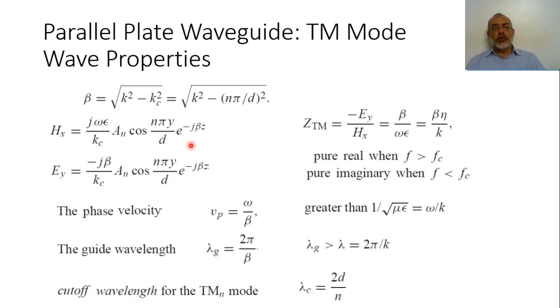And similar to the cutoff frequency, we can define the cutoff wavelength. The cutoff wavelength is determined from the cutoff wave number kc. We can say that kc equals 2 pi over lambda cutoff. Okay? And kc is already n pi over d. So n pi over d equals 2 pi over lambda cutoff. From this we can say the cutoff wavelength is 2d over n, where n is the number of the mode.